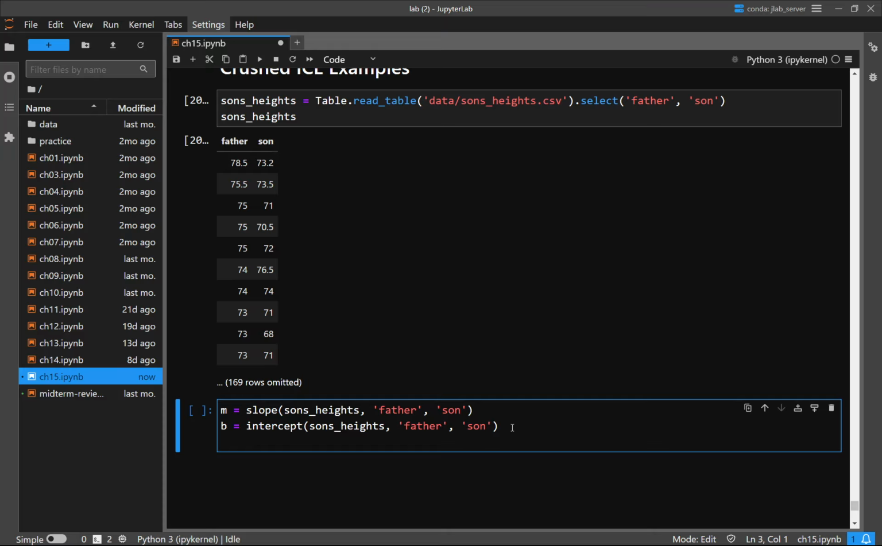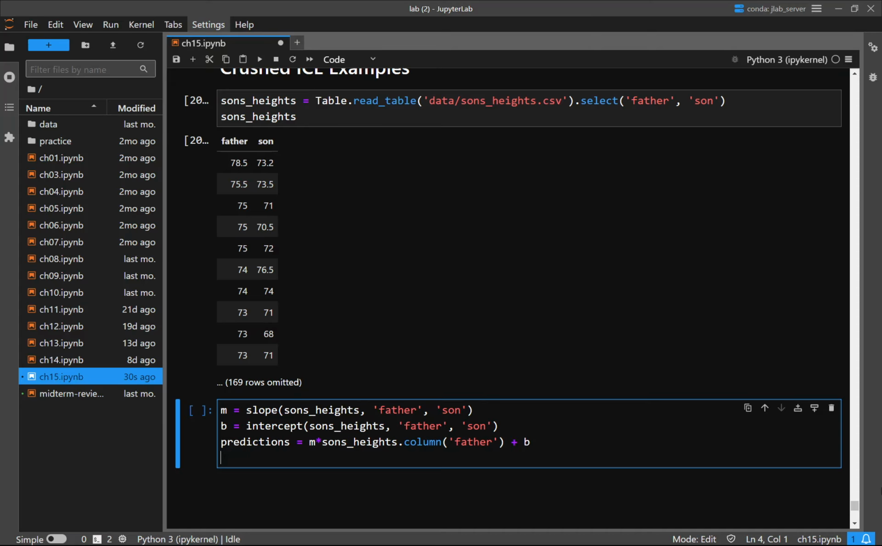We can now use these values to create predictions. The predictions are always based on the father column, right? So go get that father column, sons_heights.column, father. So get all those x values and multiply them. It's mx plus b, so m times all the x values plus b. Now we got a bunch of predictions for son. Does that make sense? That's how it's going to work.